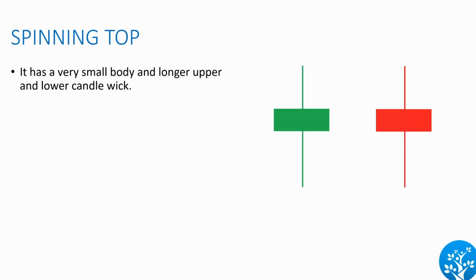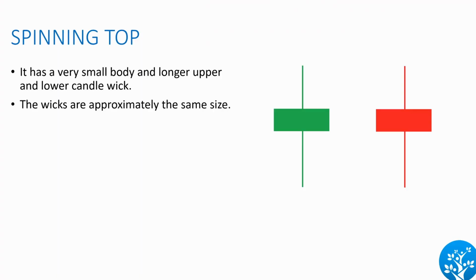Okay. Now we'll move on to the second type of candle. The second candle is the spinning top. The spinning top looks very similar to a doji. The only difference is it has a little bit of a body. It has a very small body. A spinning top also requires a long upper wick and a long lower wick. So it has a very small body and longer upper and lower wicks. The color of the spinning top doesn't really matter.